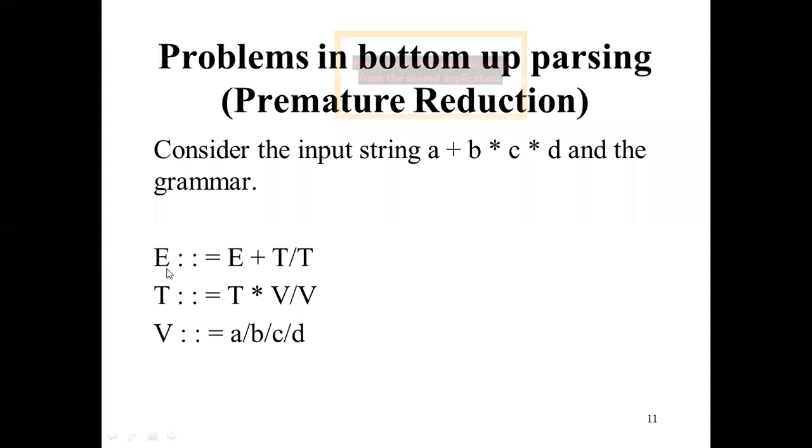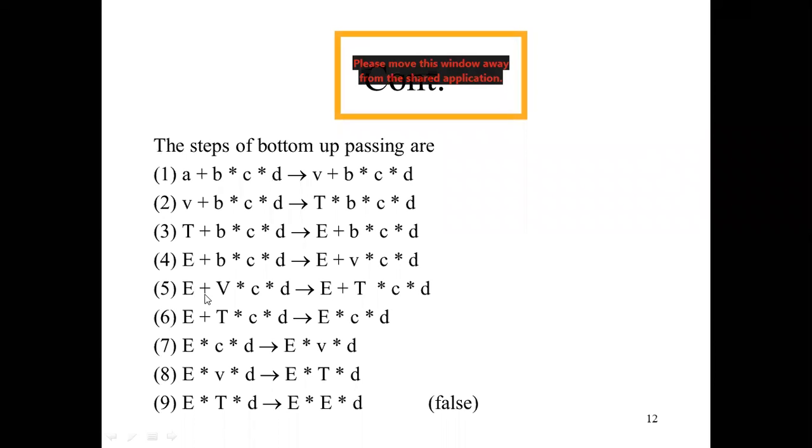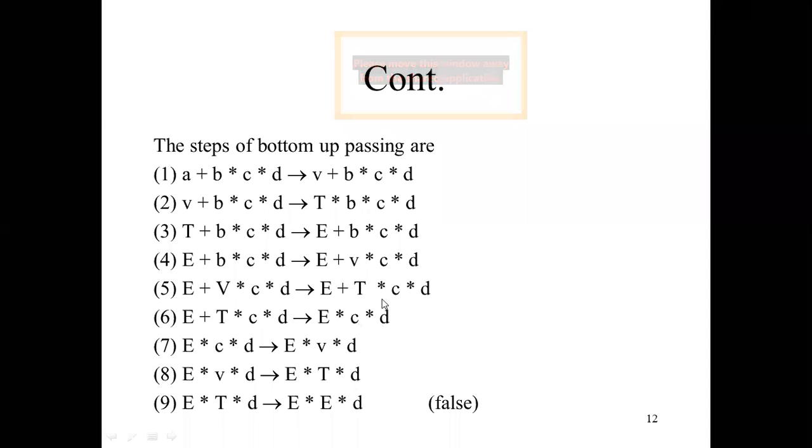Either you can replace capital E by E plus T or T, or you can replace E plus T by E. Now what we are doing here? E plus T we are replacing by E. So here again we are writing the same thing E. Now remaining items are star C star D. So we will write here star C star D. Again you have to write this side, left hand side, E star C star D.